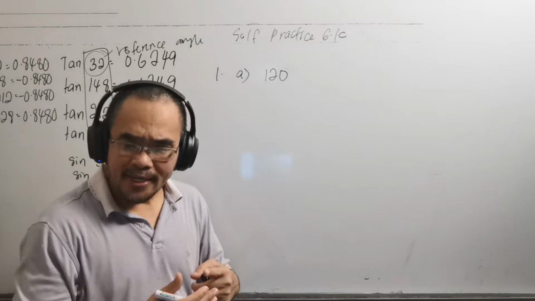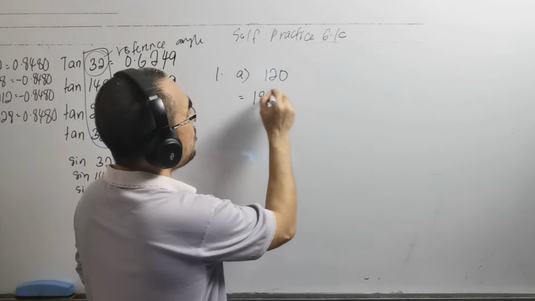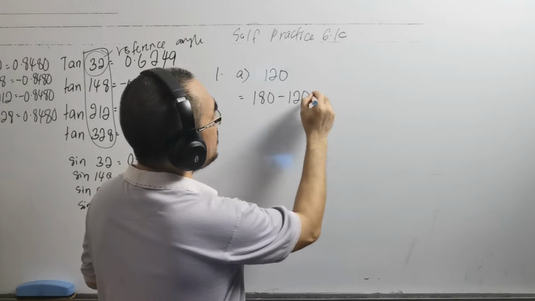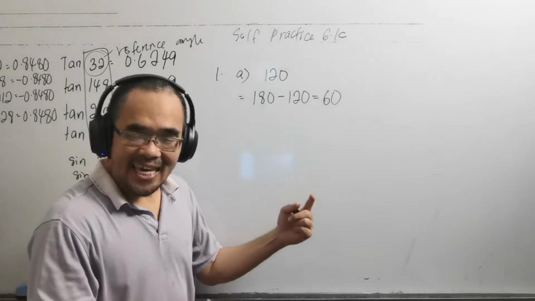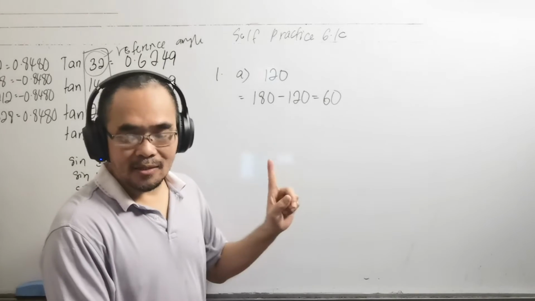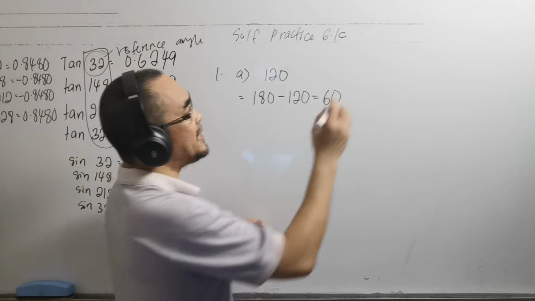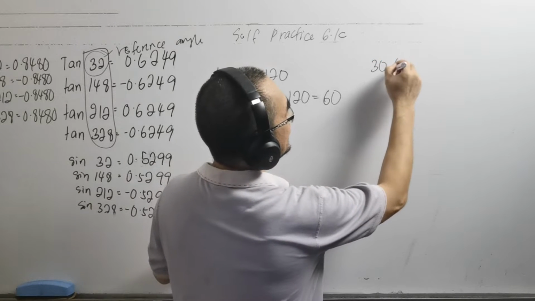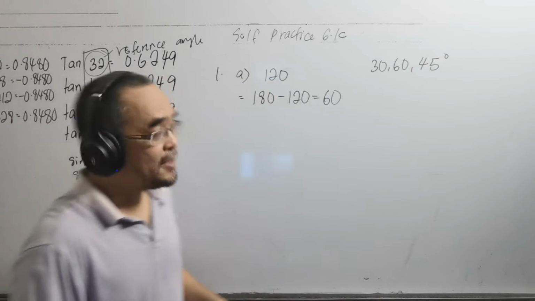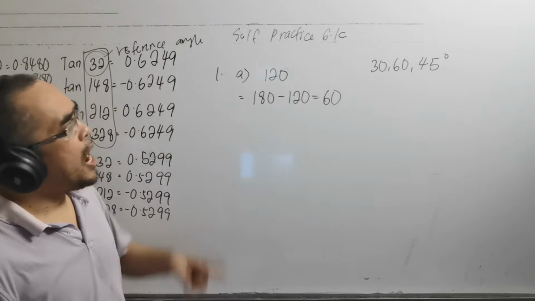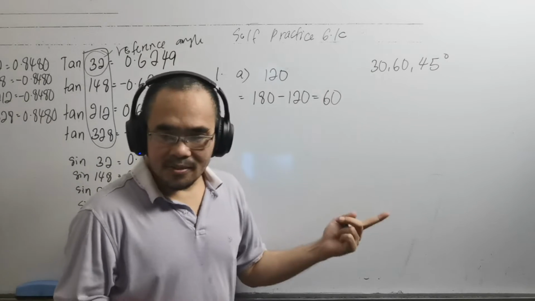So in order to find the angle in quadrant 1, it will be 180 minus 120, which is 60. You have to notice that in this case, this is a special angle. What are the special angles? 30, 60 and 45 degrees. So how do we get the values of these angles?